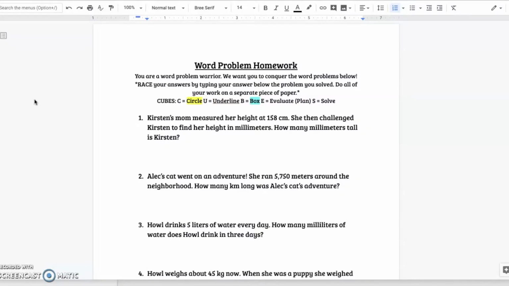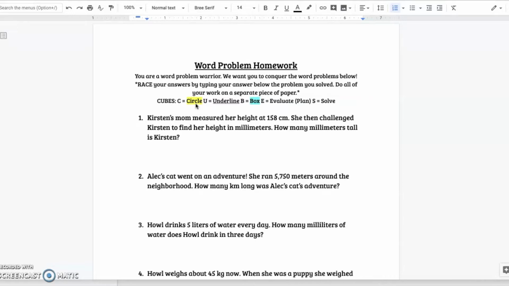I am going to be using the page that you were assigned as homework as an example page. You are a word problem warrior. We want you to conquer, that means actually do and figure out, the word problems below. Record your answers by typing your answer below the problem you solved. Do all of your work on a separate piece of paper.